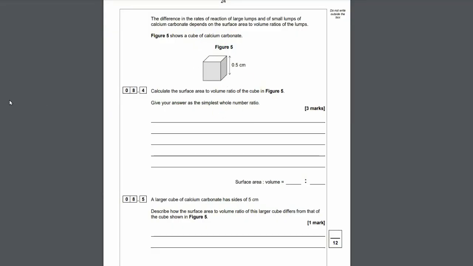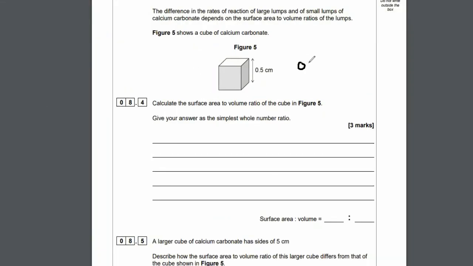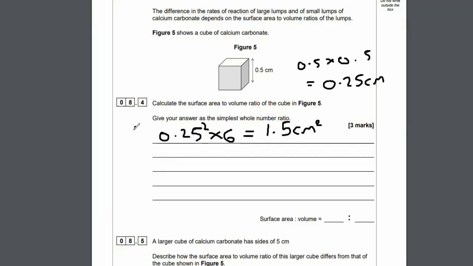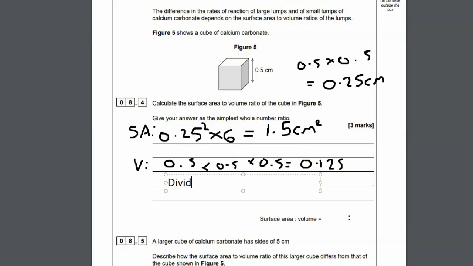Okay, 8.4. Calculate the surface area to volume ratio. So we know the cube is 0.5. If I want to find the area of one side of the cube, I do 0.5 times 0.5, which is 0.25 centimeter squared. Times that by 6 because there's 6 sides. So the total surface area of the cube is 1.5 centimeter squared. The volume of the cube is 0.5 times 0.5 times 0.5, which is an eighth. What is an eighth? 0.125, but that is centimeter cubed.